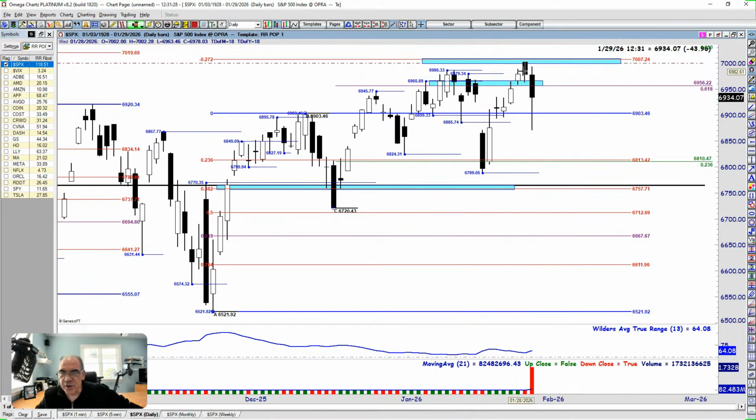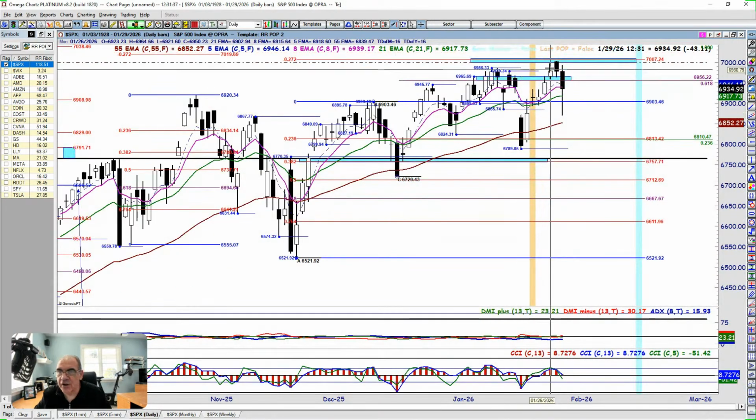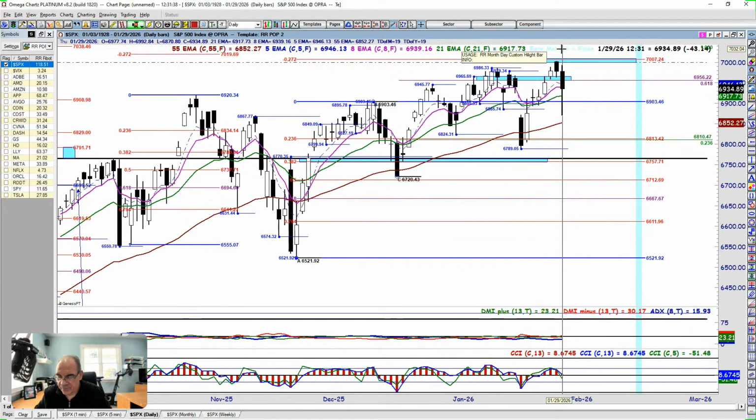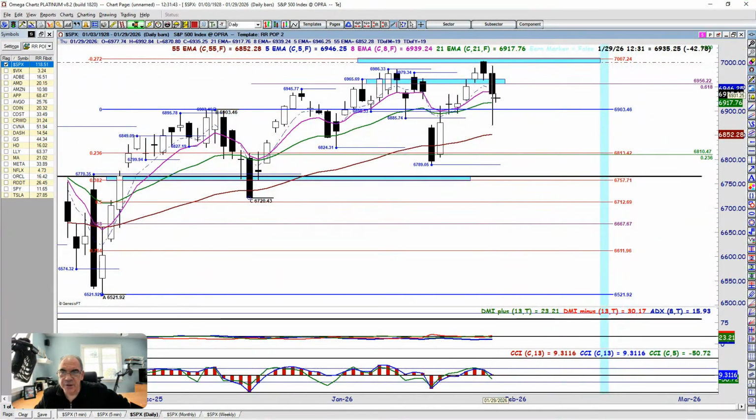If I can grab this box, it's pretty tiny. You can see we stretched up, gapped on the open into that blue zone, and pulled back. And then today we had an even bigger pullback. If we put some moving averages on there and look at the overall market, right now we're sitting in what would be a bullish neutral bias.